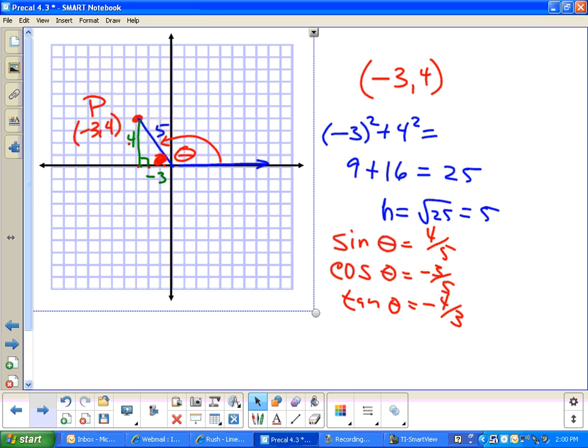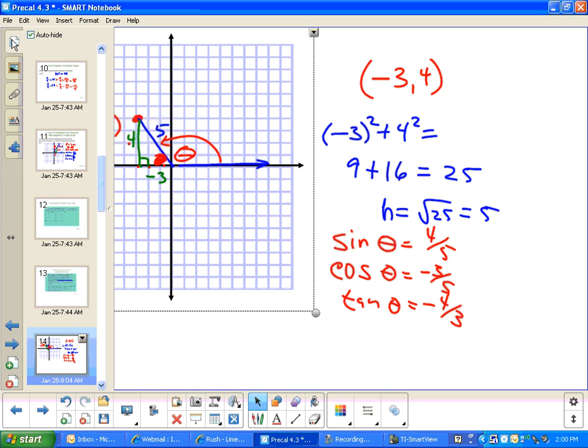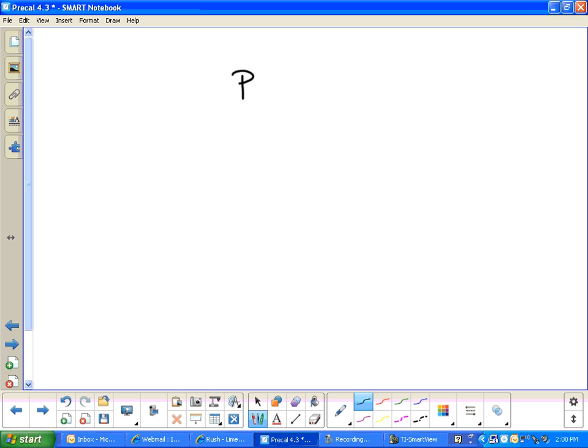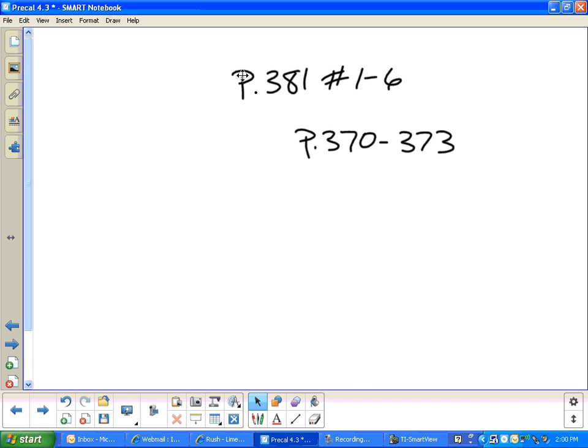At this point, what I'd like for you to try are the exercises in the book on page 381, problems 1 through 6. And if this has been a little confusing, what I would do is go back to the beginning of the chapter, section 4.3, and read pages 370 to 373. Problems 1 through 6 won't be due until Tuesday, so we'll have a chance to talk about them again on Monday, but I hope this has been helpful.